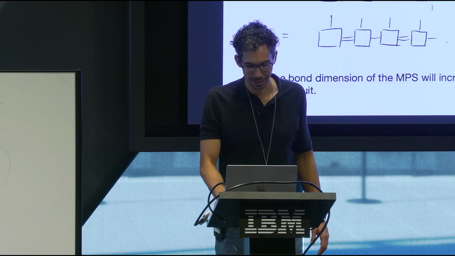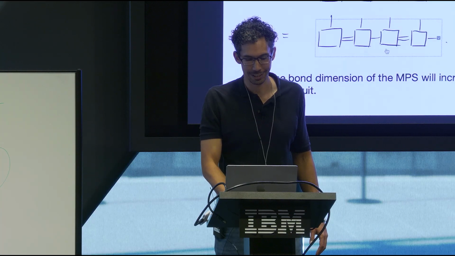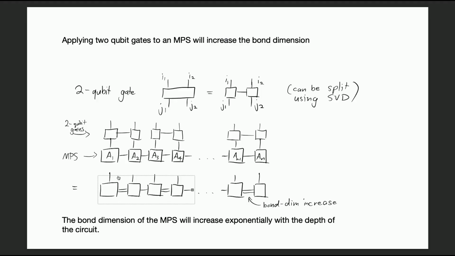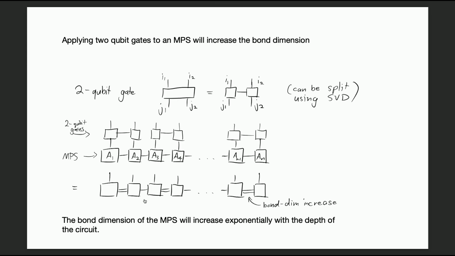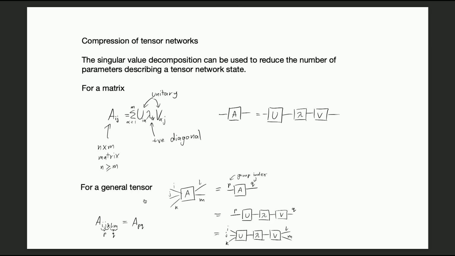Let's keep going. As I mentioned, the bond dimension in general is going to increase exponentially with the depth of the circuit applied to an MPS. So we have to think of some ways in which we can compress an MPS to get a more compact, efficient description. I'm going to talk about how we can do this type of compression.